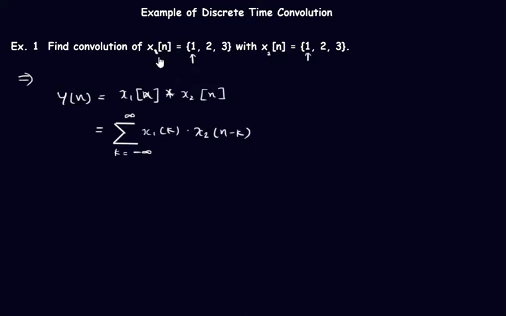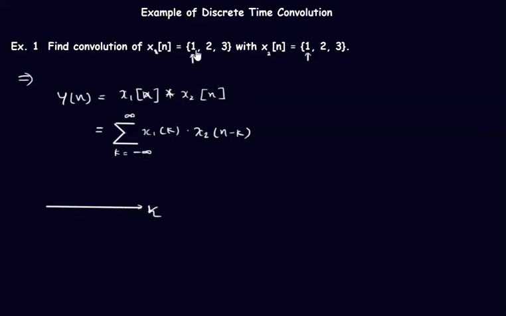So let us first draw x1 of k, by replacing n with k, and then we will draw the sequence n minus k. N is replaced with n minus k. Let us draw first x1 of k, like this. This is our k axis, because after converting this graph there will be a change in variable. So from now onwards, our independent variable will be k, and k will be on the x-axis.